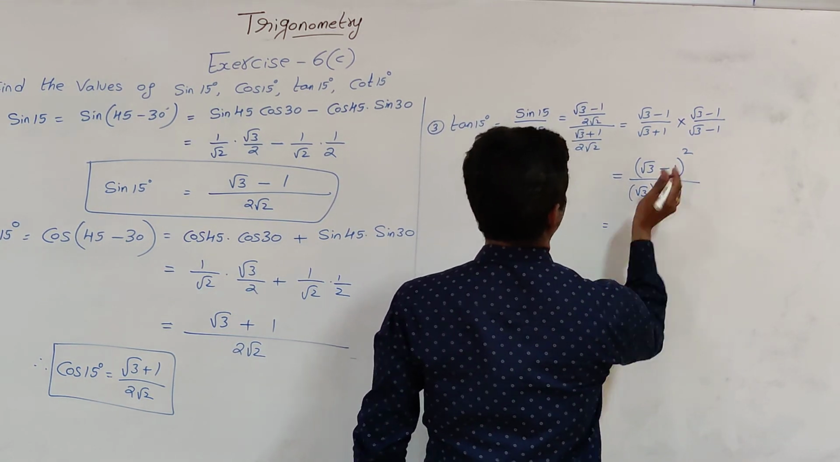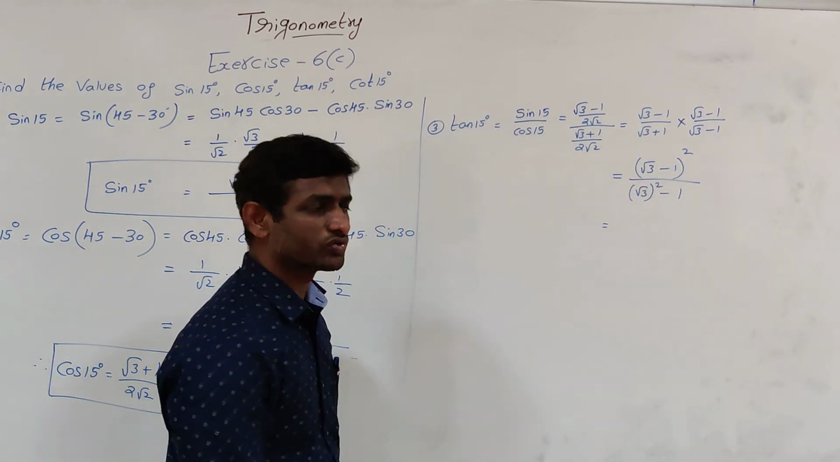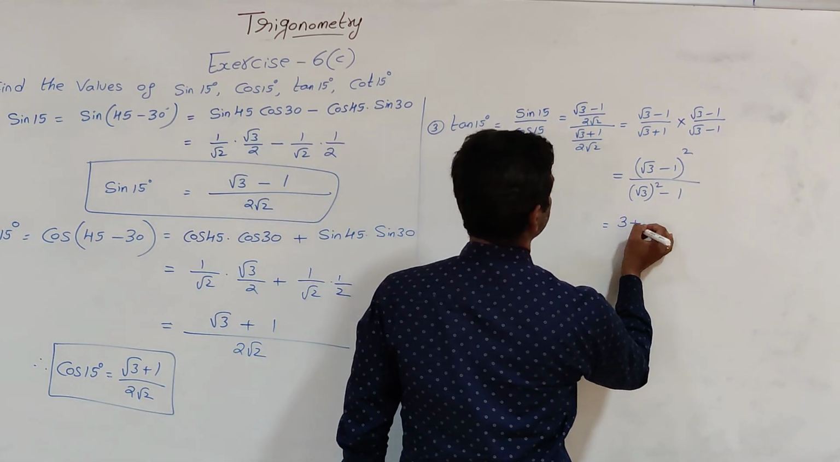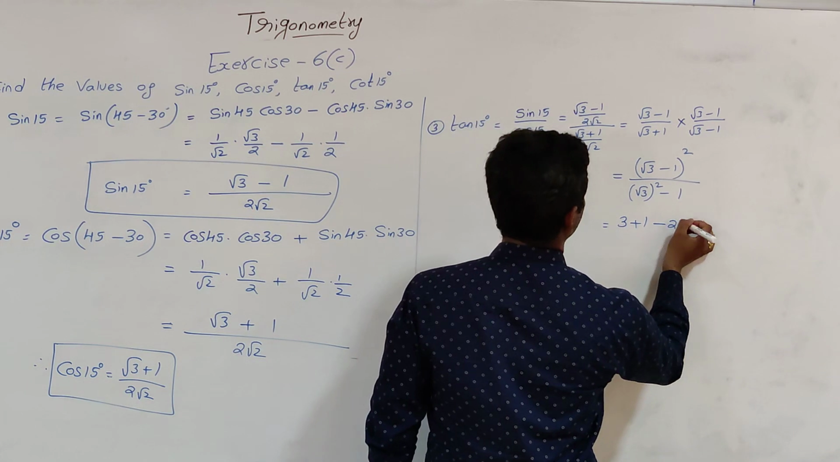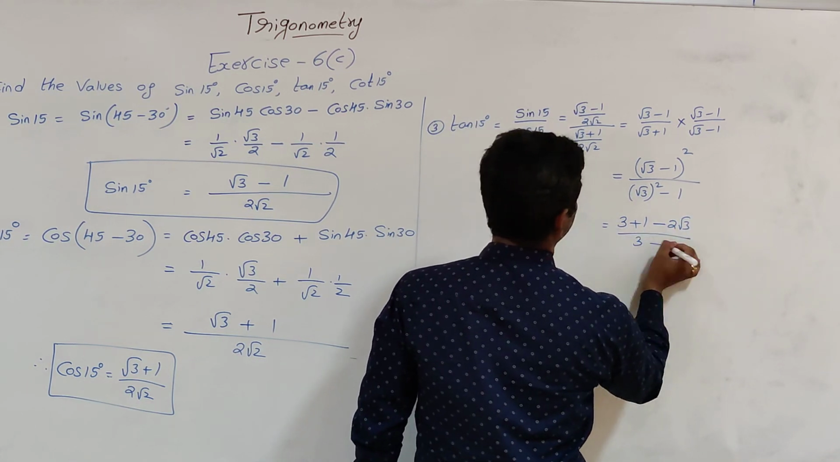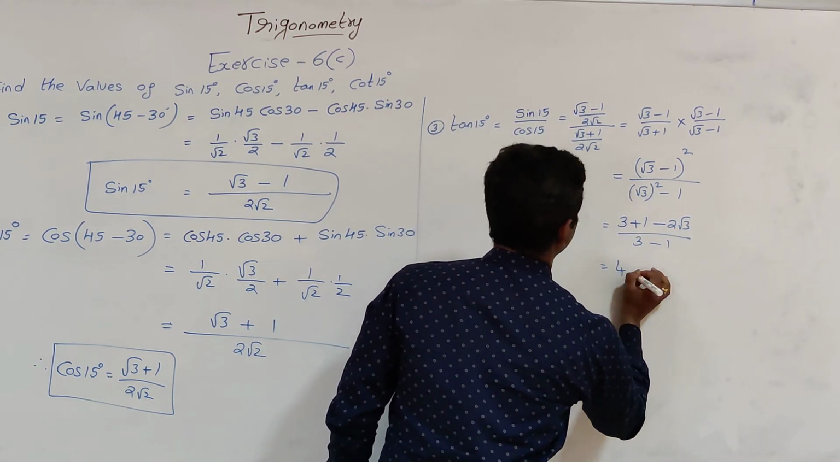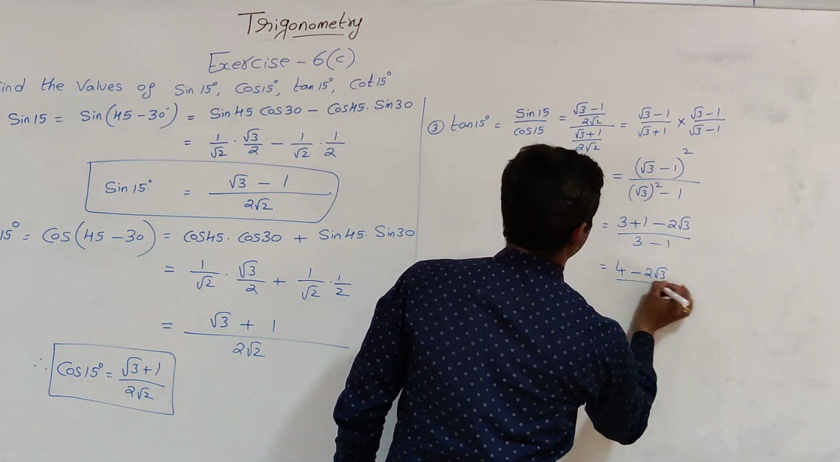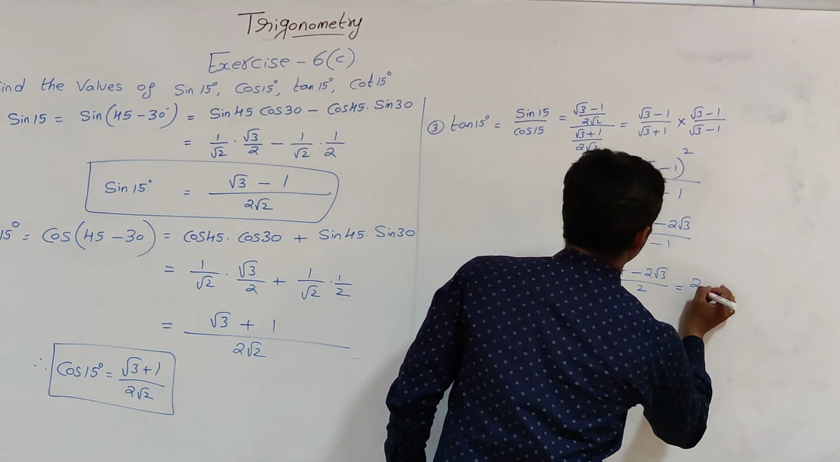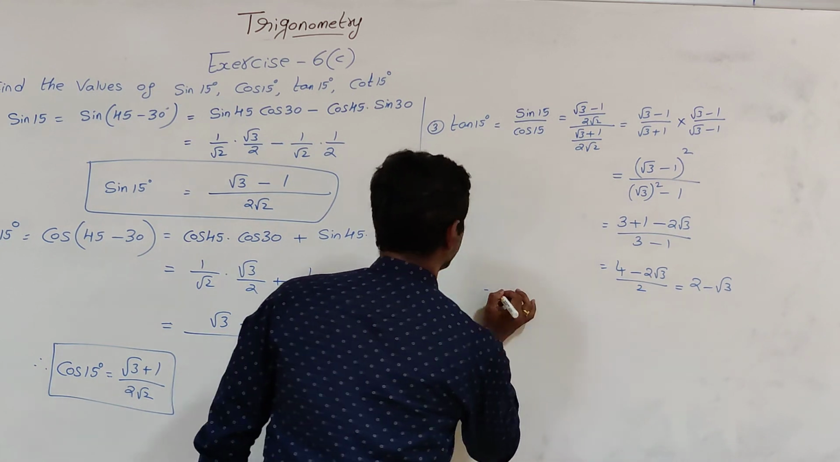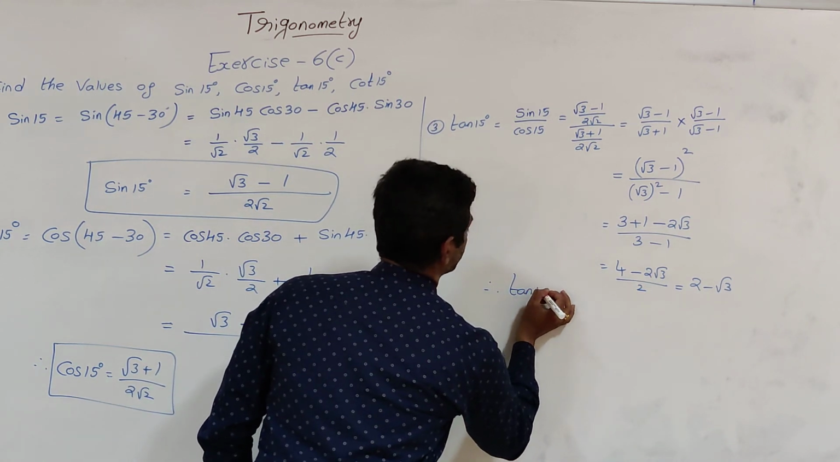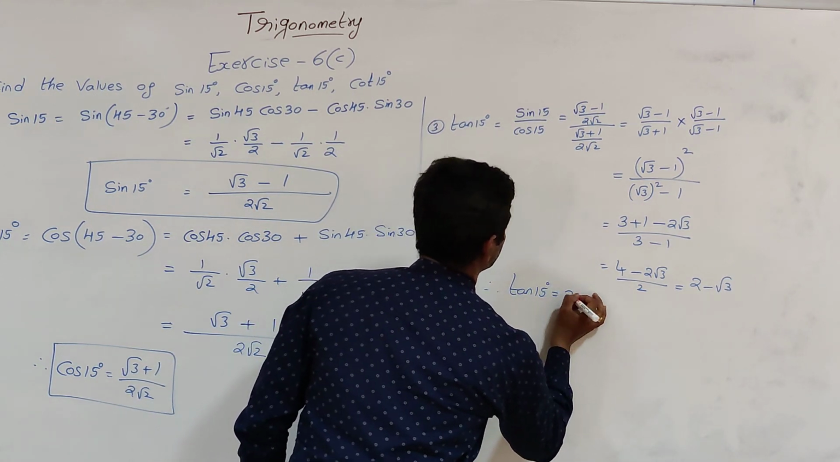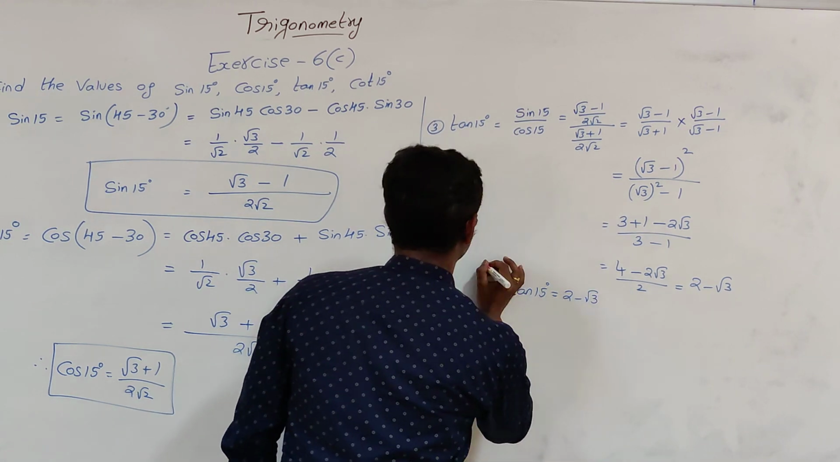If you expand a minus b whole square, it will be 3 plus 1 minus 2ab, 2 root 3, by 3 minus 1. So 4 minus 2 root 3 by 2, which gives 2 minus root 3. So what we can have is tan 15 degrees will be 2 minus root 3.